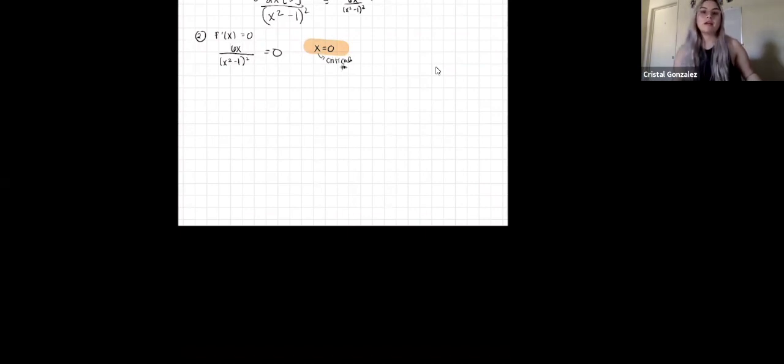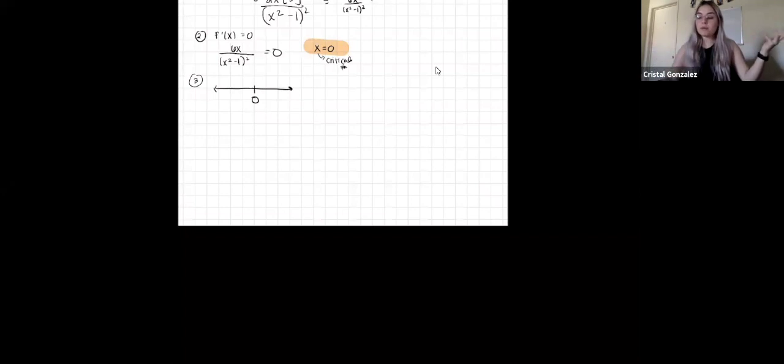Perfect. And so we found our critical number, and now remember that our third step is to test our points. We found one critical number using that derivative test, and our one critical number was 0. And so all we have to do is test 0. No. We also have to test -1 and 1, because remember that our function was not defined there. We had vertical asymptotes there.